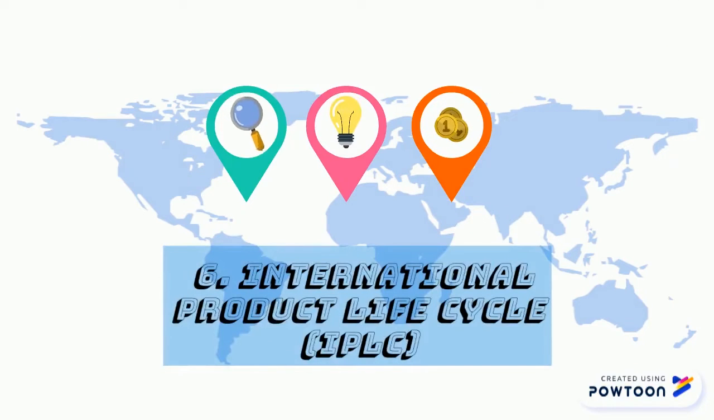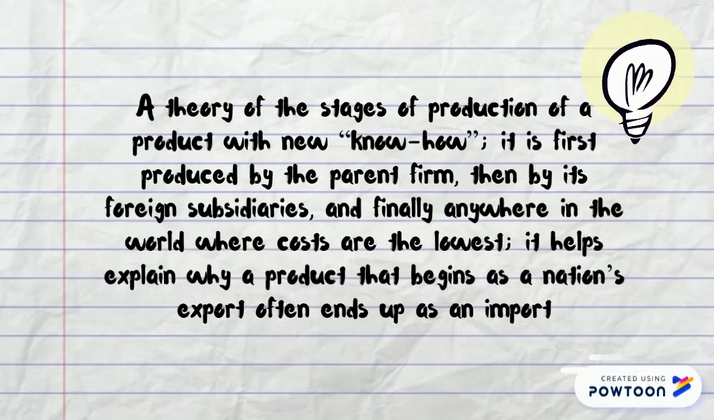Sixth, International Product Life Cycle or IPLC theory, a theory of the stage of production of a product with new know-how. It is first produced by the parent firm, then by its foreign subsidiaries, and finally anywhere in the world where costs are the lowest. It helps explain why a product that begins as a nation's export often ends up as an import.